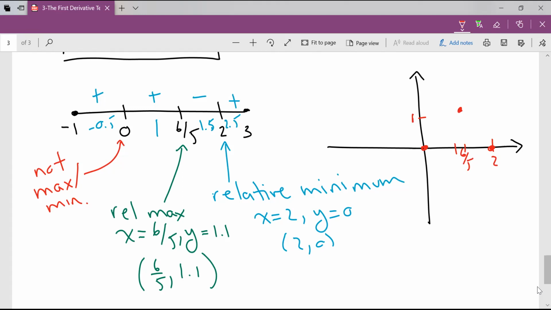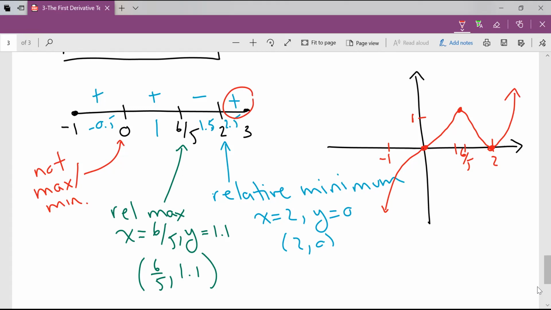Okay. And so what do I know is happening? Well, for sure, I know we're increasing from -1 to 0. So here's -1. So I know we're increasing from -1 to 0. It's probably going to do something like that. Then from 0 to 6 over 5, we're still increasing. So all I know is I'm coming up to here. That's my relative max. Then I have to decrease down and I'm going to hit here. But then after it tells me I'm increasing, so what's going to happen is I'm going to have a point of tangency there, and it's going to look something like that.